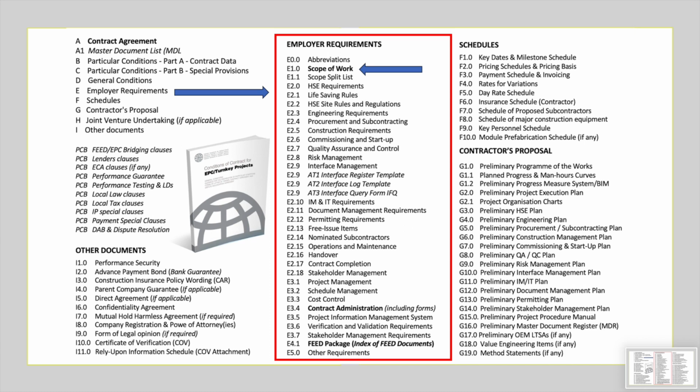Some employers and project developers include the scope of work documents in the front-end engineering package. In this case, the scope of work documents must be listed in the front-end engineering package index. For the contract administration requirements and forms, please see our other detailed video on this channel. In the next sections, we will shortly explain and highlight the key elements of the various scope of work documents which are required for the engineering, procurement, and construction of your project.